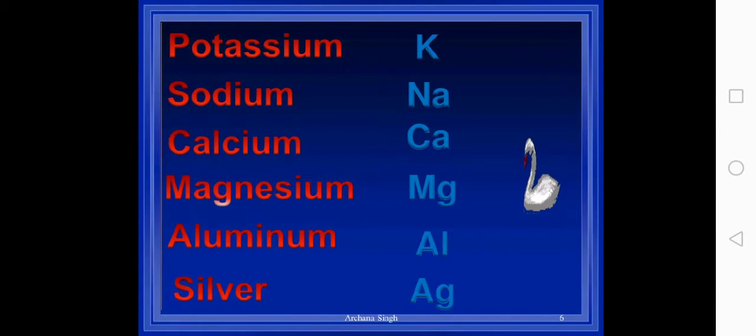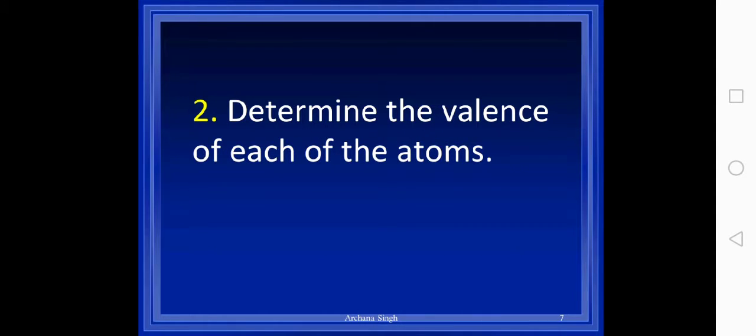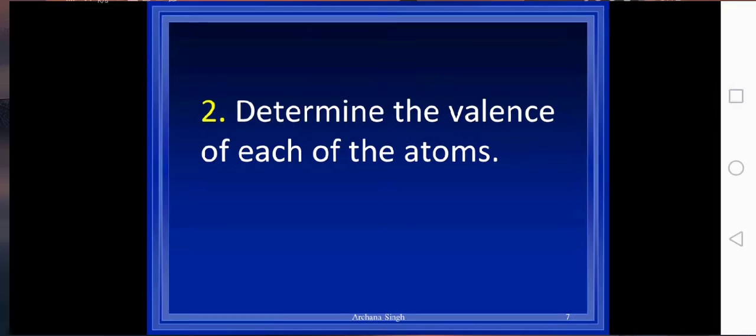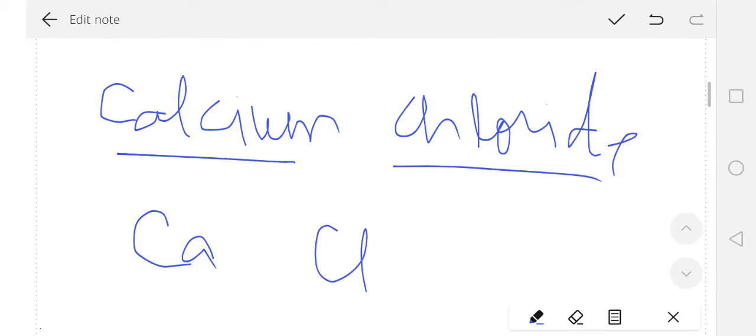Next, for example, potassium has symbol K, sodium has symbol Na, calcium has symbol Ca, magnesium has symbol Mg, aluminium has symbol Al, silver has symbol Ag. And then determine the valency of each atom. The second step is to determine the valency. How can you identify the valency? It's very simple.